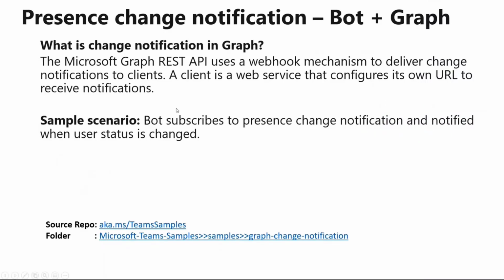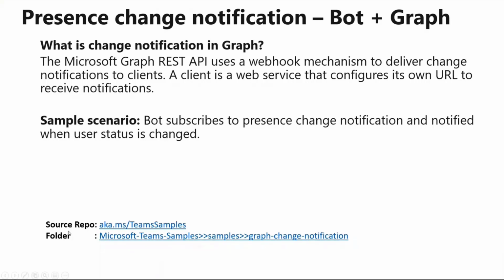When you talk about the change notification for Graph, it's a way of providing a webhook mechanism to deliver the changes happening and provide that information back to the client. The way it happens is, as a client application, you subscribe to a particular notification and you provide a webhook URL where you want to receive the notification. In the current sample, the bot subscribes to the presence change notification for the current user. And whenever the status changes for the current user, it sends a proactive message.